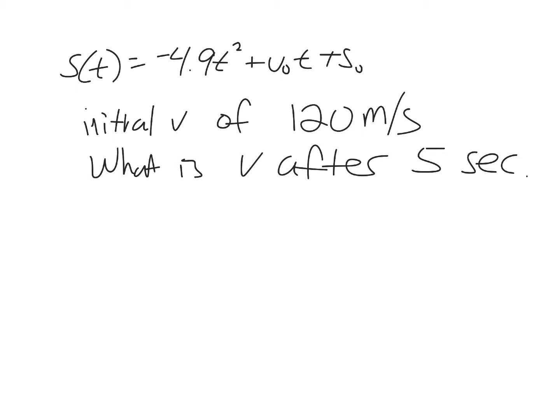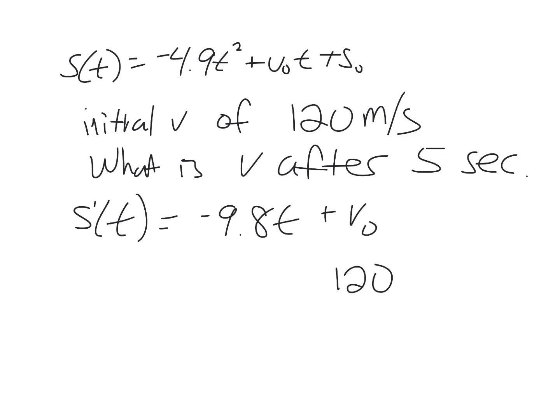Okay, so a couple things. In order to find the velocity at a certain time, we're going to need to find the derivative, okay? And so the derivative, s prime of t, is also known as the velocity function. So we're going to have negative 9.8 t plus b sub 0. b sub 0, what does that represent? That represents our initial velocity, okay? Or velocity at time 0. So that's where the 120 comes into play.